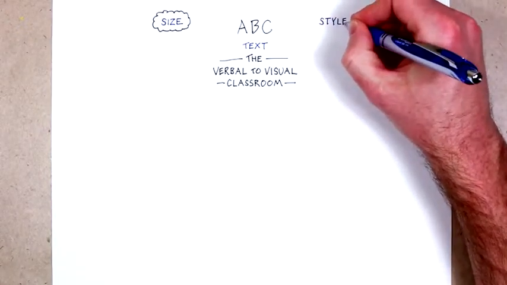Even though text lies on the verbal side of the verbal to visual spectrum, we must not forget that written words are indeed visual things. In fact, there are two primary components of the words that you write that make them visual: their size and their style. Let's look at each of those individually.